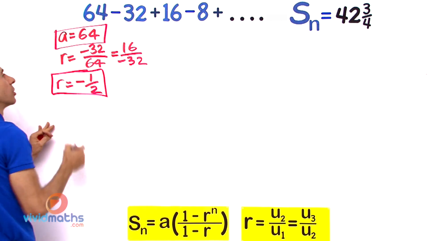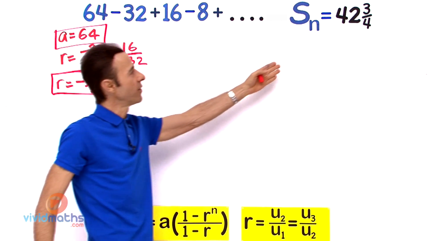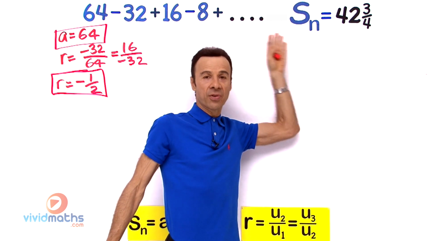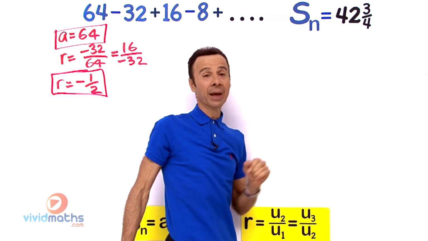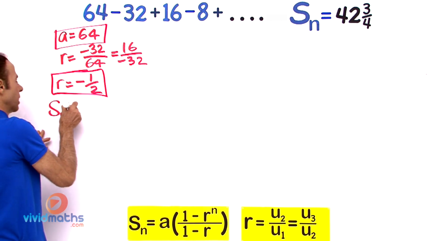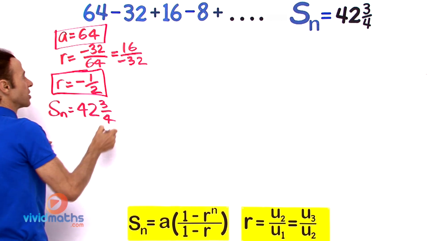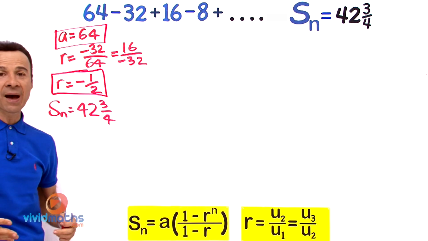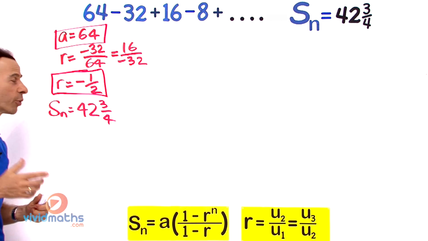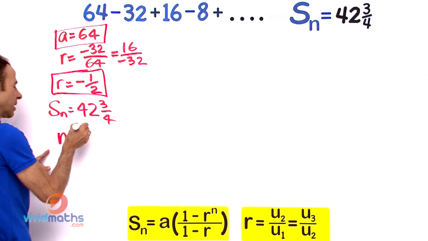There's our first term. Now, what else do we have? Well, we're given that the sum to n, the sum of all the terms, must equal 42 3/4. So Sn equals 42 3/4. That's all the information we're given. So what are we after? Our outcome is to find n.